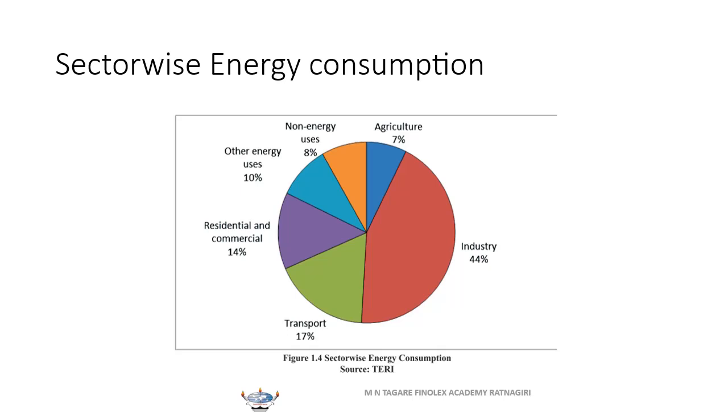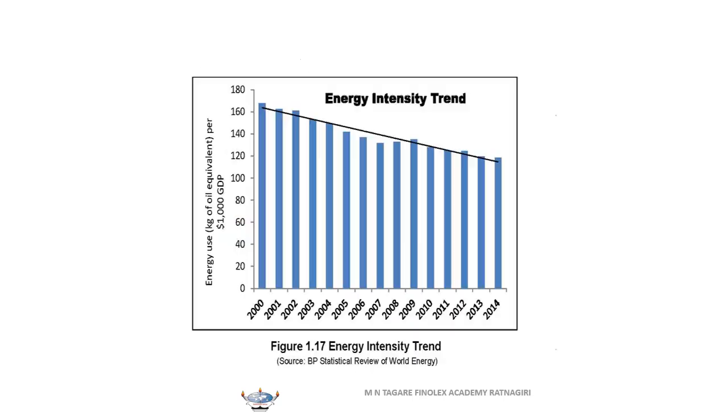Now let us see the sector-wise energy consumption in India. Industry is using almost 44% of the energy. Then the transport sector is using 17%. Residential and commercial sector is using 14%. Agriculture sector is using 7%, and the remaining is 18%. So this is the total sector-wise energy consumption in India. Depending upon the year, these energy percentages will keep on changing, but by and large, you will find this is the overall scenario of sector-wise energy consumption.